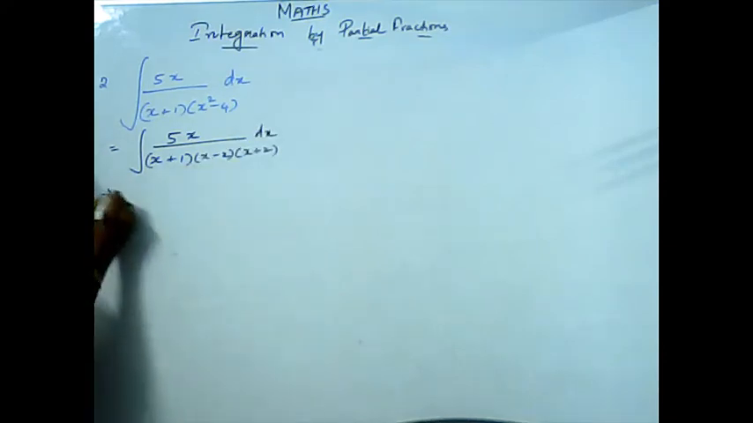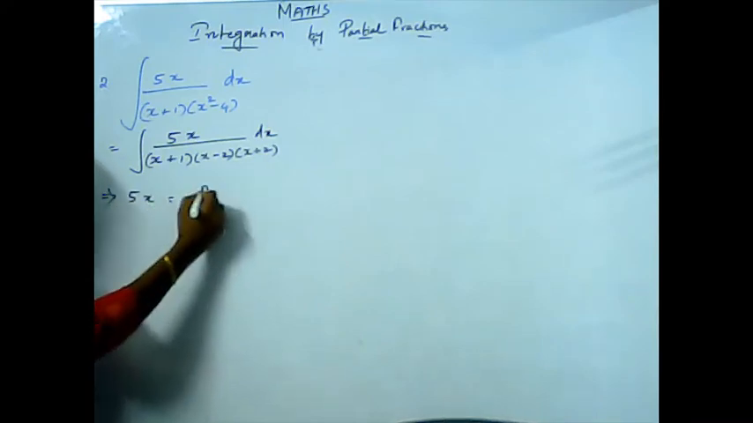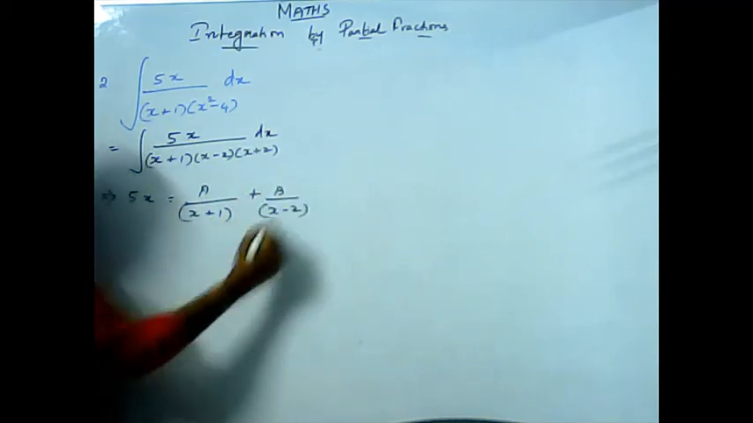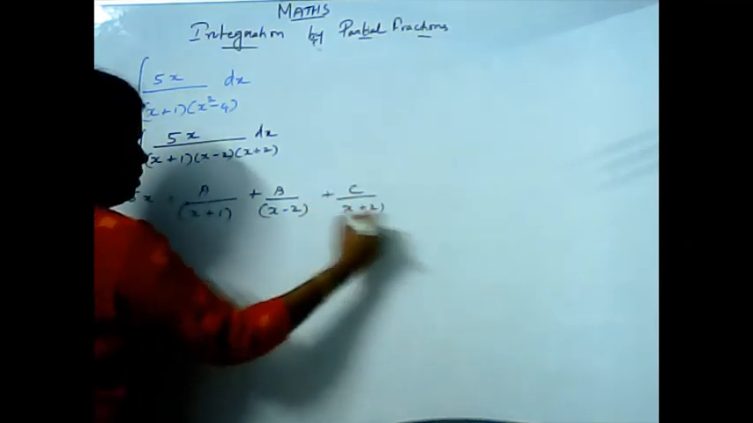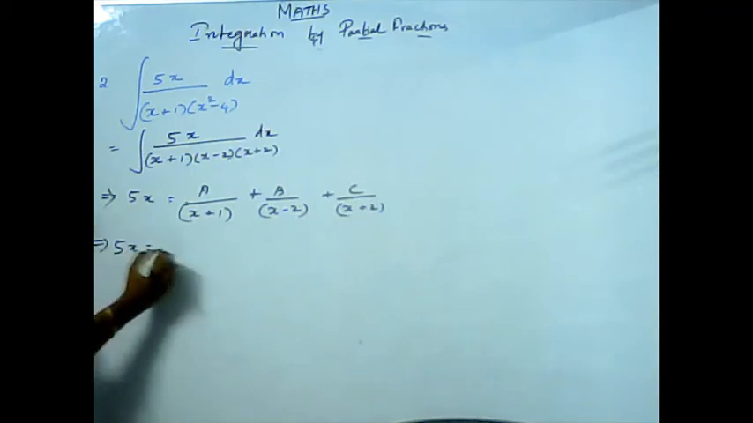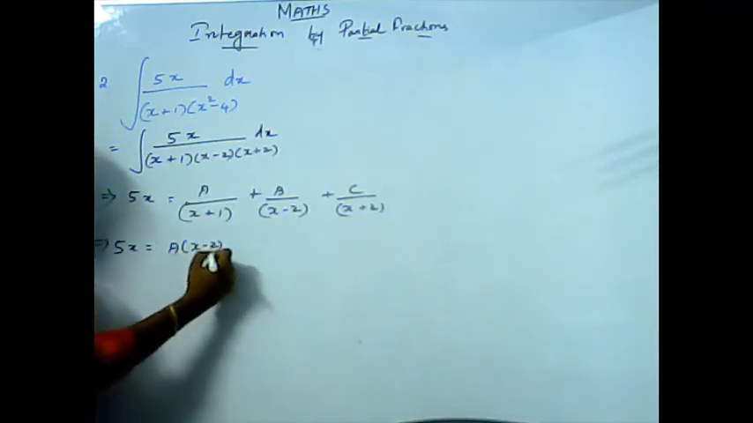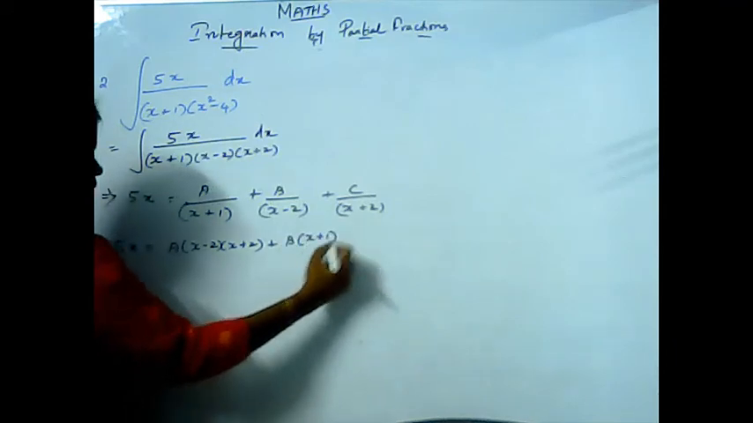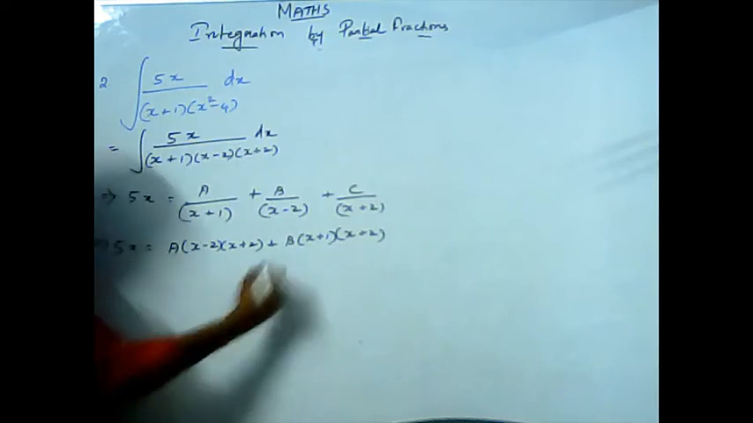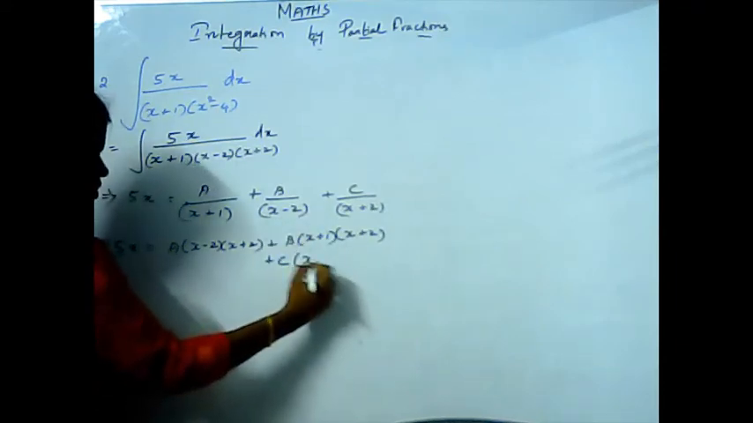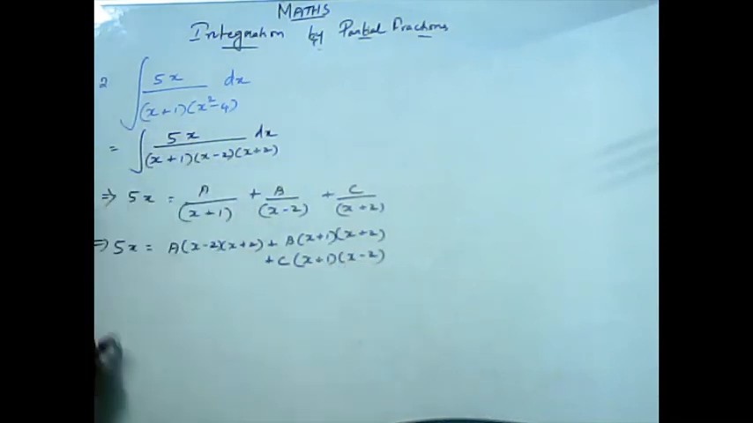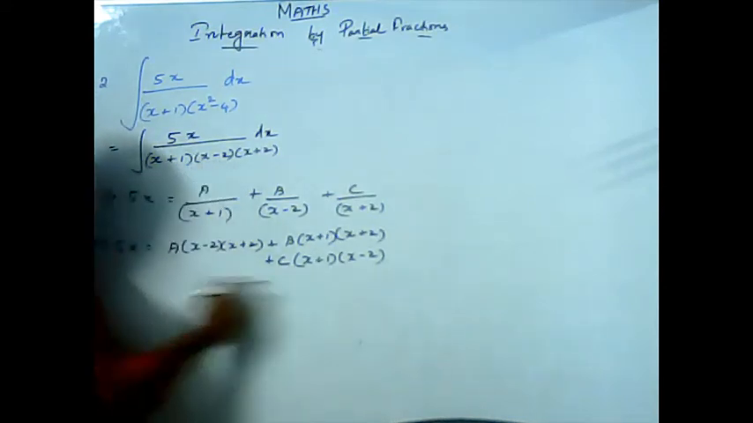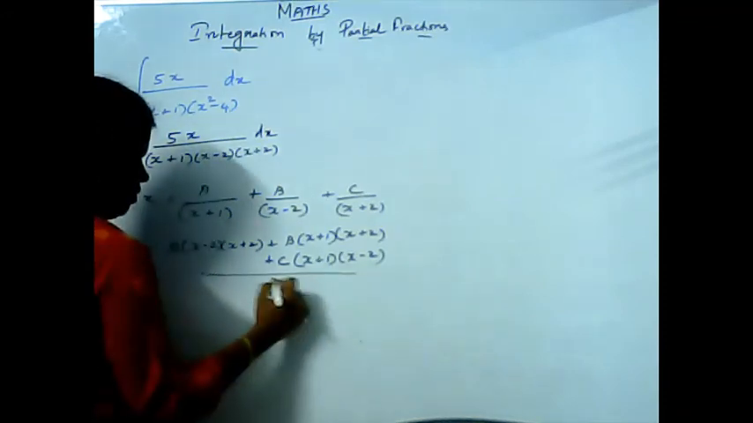So 5x divided by (x plus 1)(x minus 2)(x plus 2) is equal to A divided by x plus 1 plus B divided by x minus 2 plus C divided by x plus 2, which in turn implies 5x is equal to A into (x minus 2)(x plus 2) plus B into (x plus 1)(x plus 2) plus C into (x plus 1)(x minus 2). Here also you have the denominator on both sides.